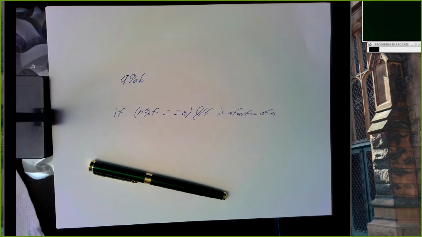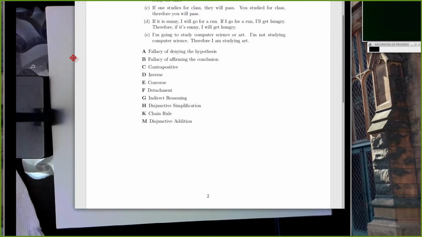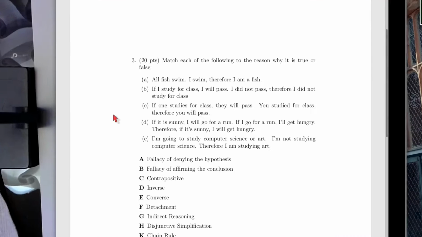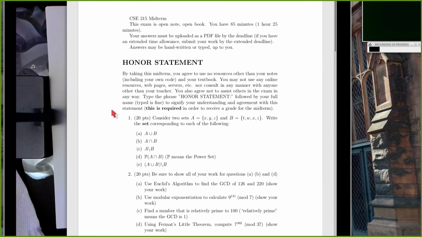All right, so let me pull up the midterm. Most people got the honor statement correct. A few people submitted it late. I'll be more clear about this on the final, but really what you want to do is at the top of the thing that you're turning in, write the words honor statement followed by your name, so that it's part of the thing that you're turning in. But I'll make that more clear on the final.